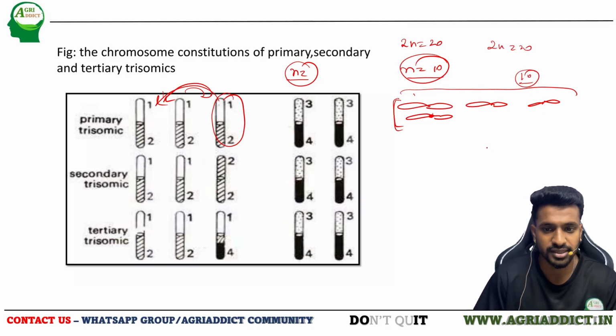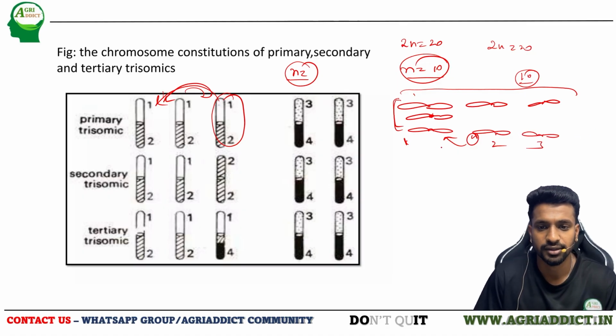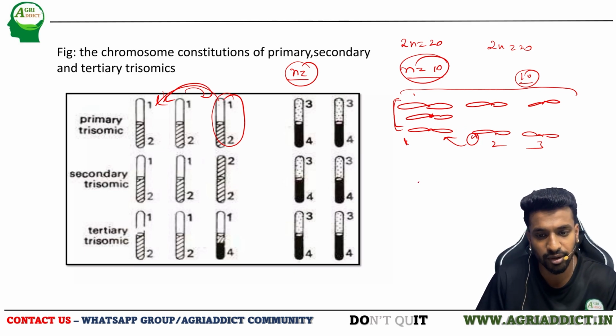If that is the case, the extra chromosome which will be coming to any of these chromosomes can be chromosome number 1, or chromosome number 2, 3 or 4, till 10. So how many different types of primary trisomics will be possible? It will always be equal to n. This is in the case of primary trisomics.